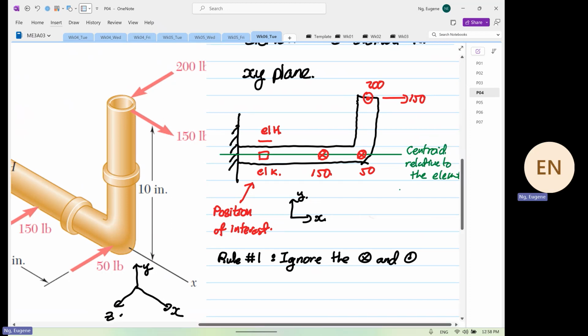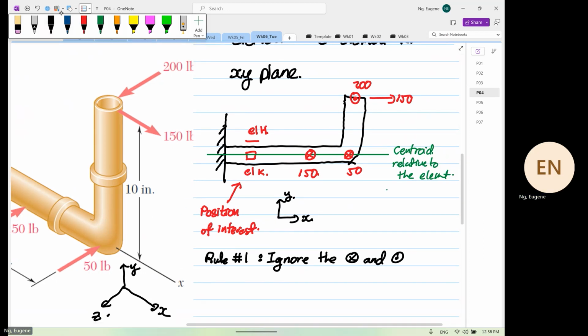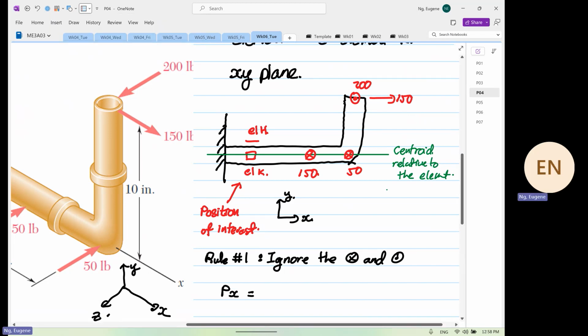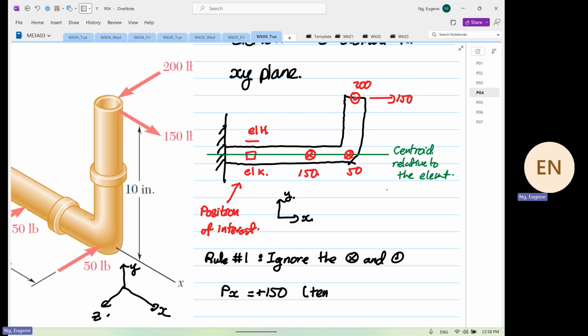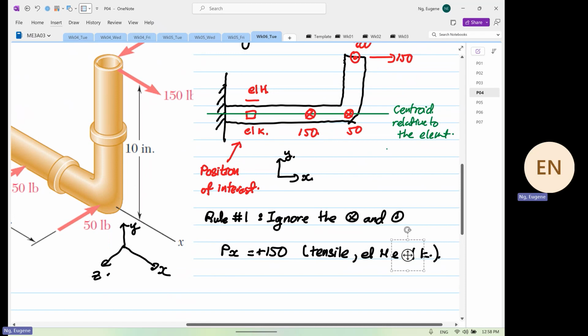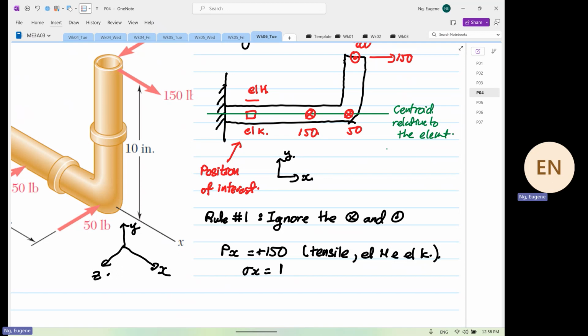150. So from here, we know that Px will be equal to 150, and it's going to be positive. It's going to induce tension on element H and element K. Right? The formula to use over here now is stress X is equal to Px over A.